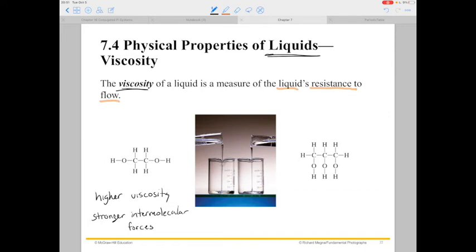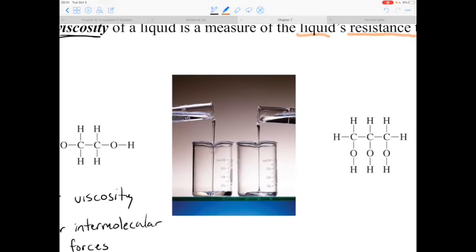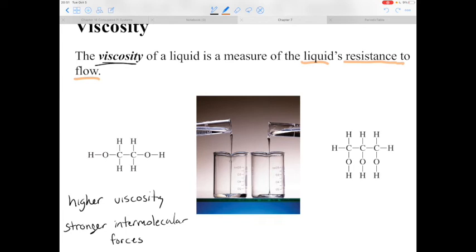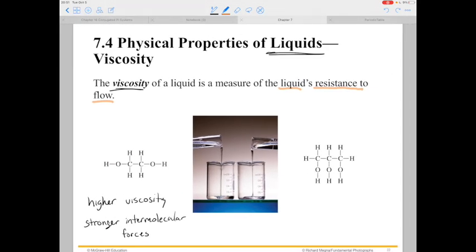But let's look at these two different molecules here. This picture illustrates that this one over here is the more viscous liquid. It's the thicker liquid and it's harder to pour. You can see based on how much is actually in that beaker, it's the one that's more resistant to flow. And these are very, very similar molecules. The difference is that this one has two of those hydrogen bonding groups, those OH groups, whereas the more viscous molecule has three of them.